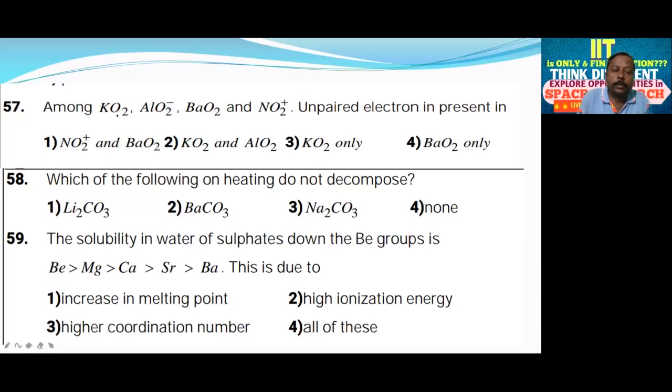Okay. Next question: among KO2, AlO2 minus, BaO2, NO2 plus, unpaired electron is present in which? What should be the answer? It should be KO2 only. Because all are peroxides and there is one unpaired electron, but because of positive charge it will be removed.